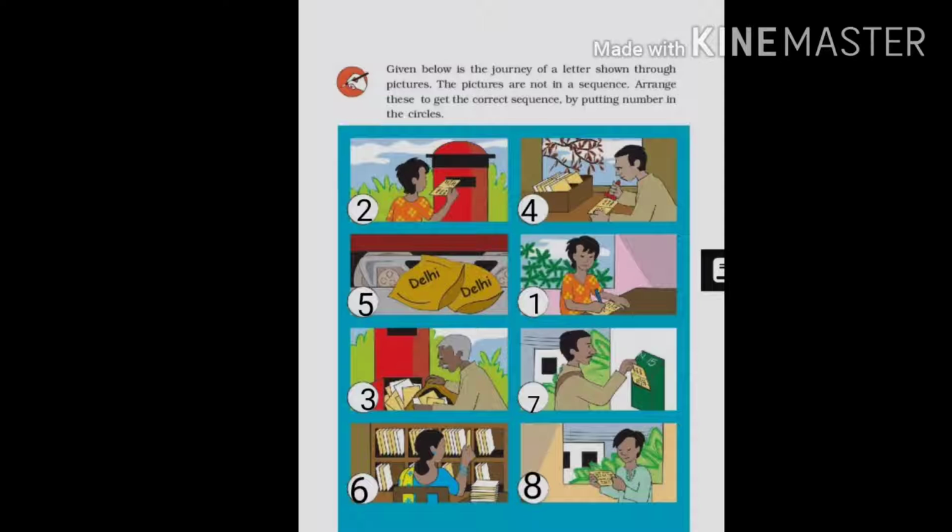First, we write a letter to convey our message to our dear ones or to some other person. Then we post the letter in the letter box. The postman collects the letter from the letter box. He takes the letter to the post office. He stamps the letter. Letters are sorted and sent through different means of transport. The letters are then sorted as per the areas. Postman collects letters and delivers them to the receiver. Letter is finally received by the receiver.